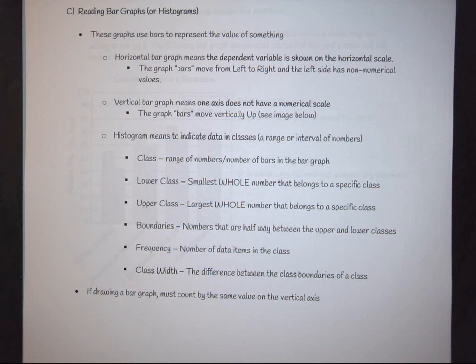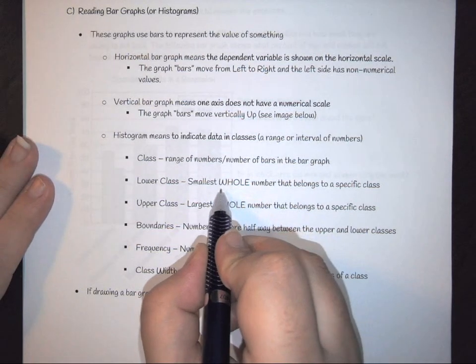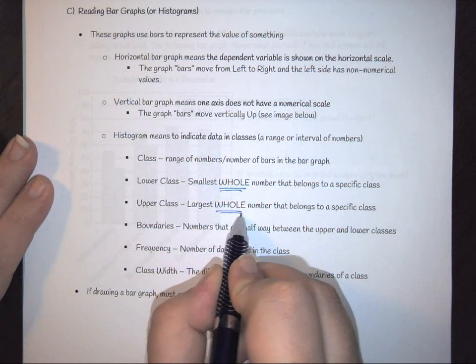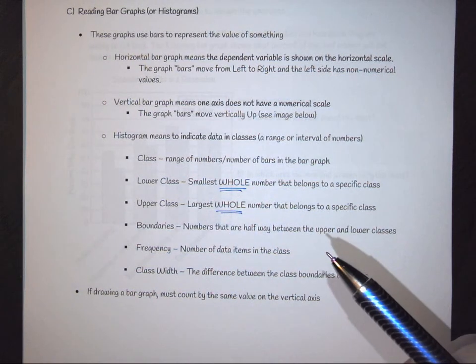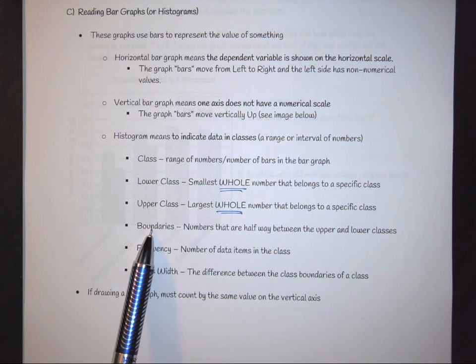Then we have what's called a lower class. A lower class is going to be the smallest whole number that belongs to a specific bar or specific class. Upper class is the largest whole number. Now notice, whole number is the important part to remember there. And the reason for that is because we also have what are called boundaries. Boundaries are going to be the halfway mark between the upper and the lower classes.